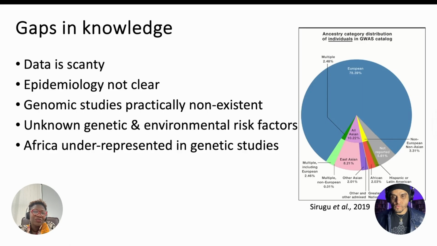Genomic studies are still non-existent. I mean, it's beginning to pick up, but it's really on the low side. So because of the way you're dealing with some of the genetic diseases, we don't know what the genetic underpinning is. We don't even know what the environmental risk factors are because they've not been studied in Africa.